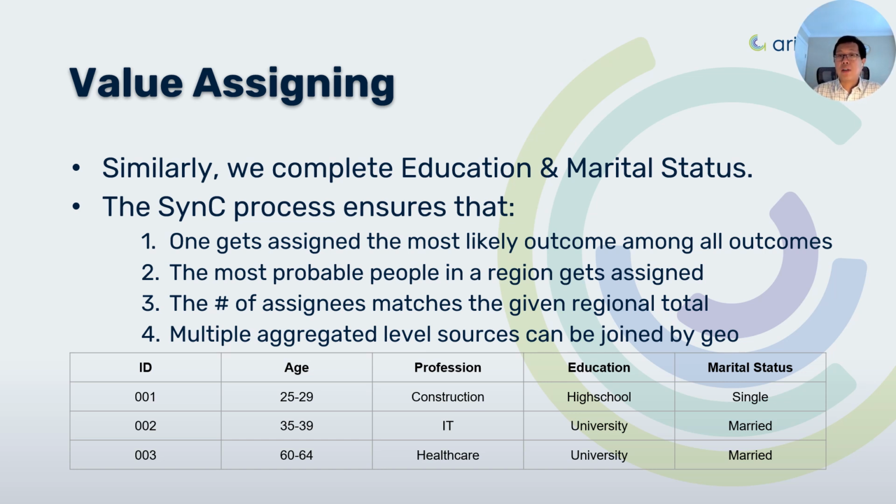The number of assignees match the given regional total. So if the census tells us that in this neighborhood there's one construction worker, then exactly one person needs to be assigned that value. And lastly, multiple data sources can be joined by geography. Here, there's no reason why age, profession, education, and marital status should come from one data source. They could come from multiple data sources, and you can join them by geography. There's no requirement of any of them coming from the same data source. So long as you have the geography, you can all join it together.